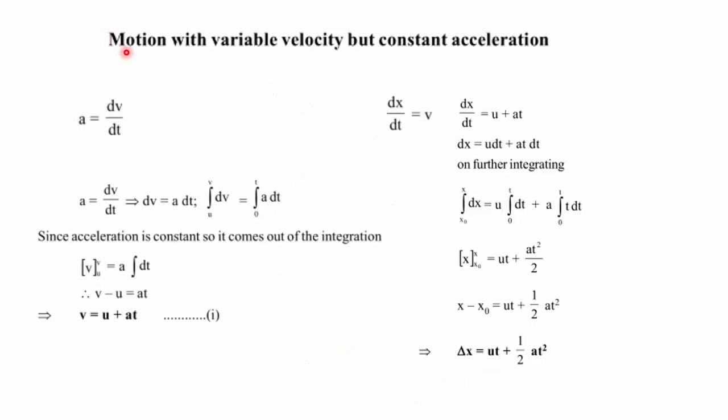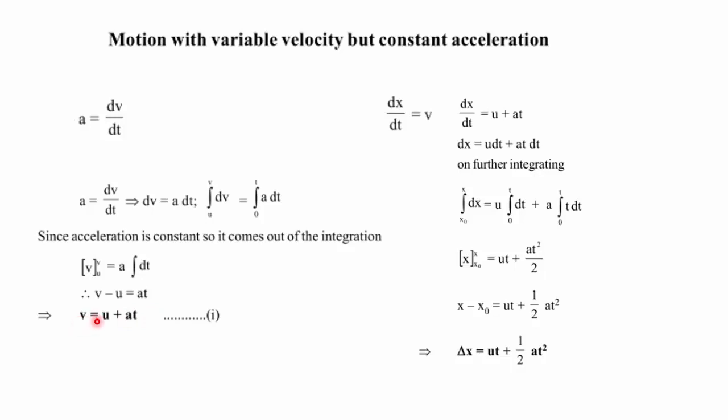But if I have motion with variable velocity, that means constant acceleration, then first I will define acceleration as dv by dt, where v is the velocity, which means rate of change of velocity. So if I arrange, I can write that dv is equal to a dt, and now I will integrate both sides. Because a is constant, it can come out of the integration, and I will integrate with limits u, which is the initial velocity, and v, the final velocity, u when time t equals 0 and the final time is t. So if I integrate, I will get v is equal to u plus at.